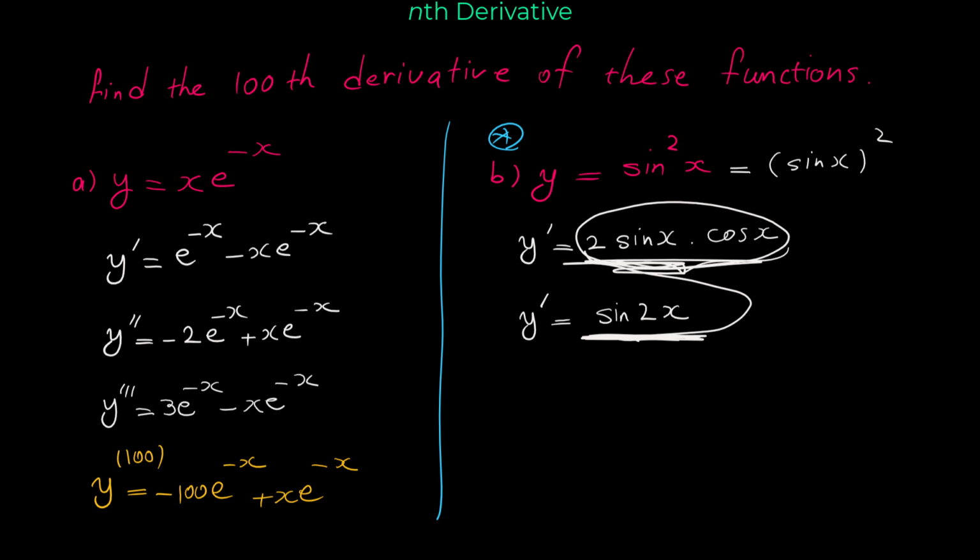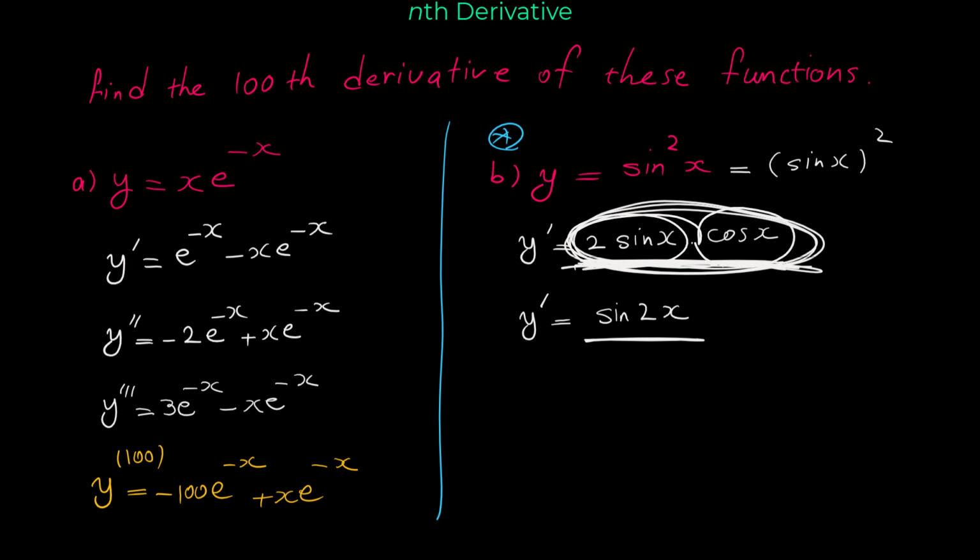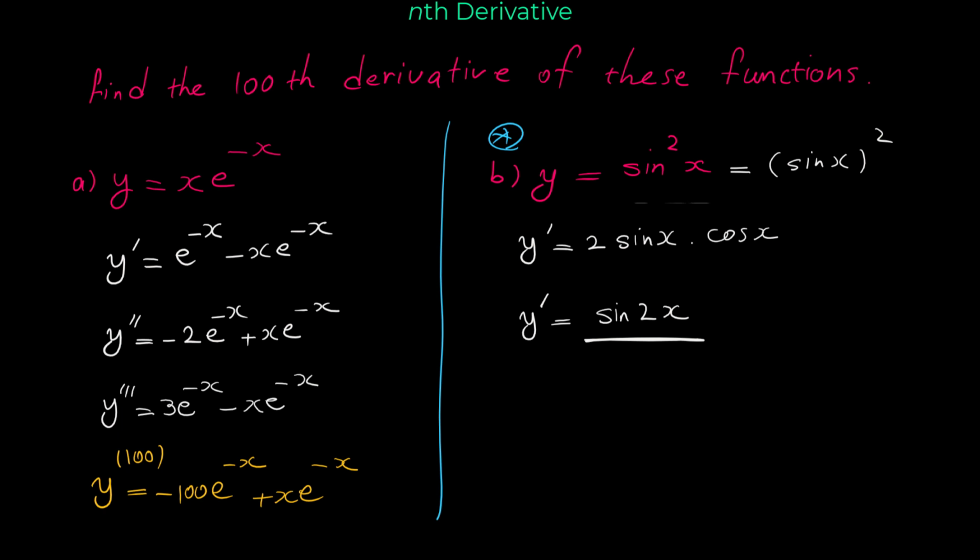Why do we prefer not to continue from this, and prefer to write this instead of that? Because if you want to find the derivative in this form, you have to use the product rule, because you have 2 sine x times cosine x. That's the reason we prefer to use this identity. Now we have just one term, sine of 2x, one function. We don't need to use any product rule.